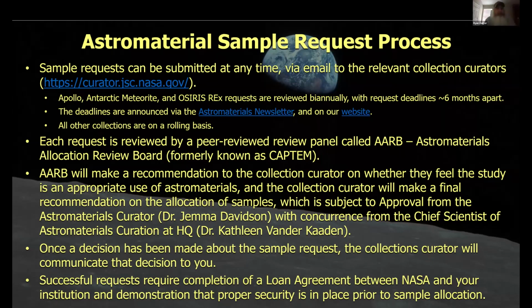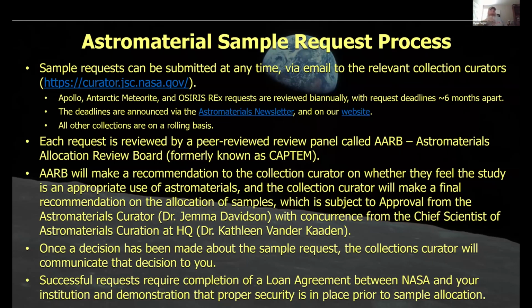But they're roughly in May and November, although the exact dates shift. Those deadlines are announced in the Astromaterials newsletter and on our website, and the links here will be useful to you, I think. All of our other collections are on a rolling basis, and then each request is reviewed by a peer-reviewed panel, the Astromaterials Allocation Review Board. For those of you who've been doing this for a little while, you might know this as CAPTEM, but now it's AARB.